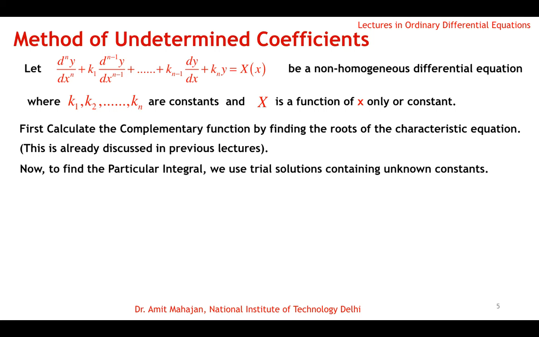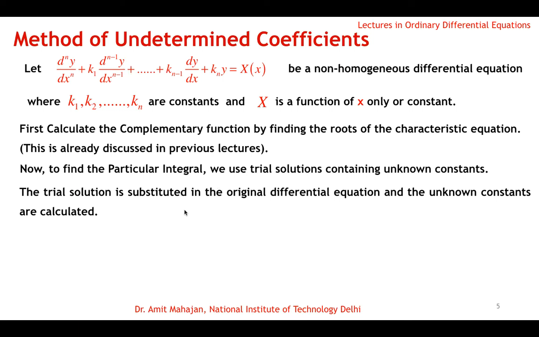To find the particular integral using the method of undetermined coefficients, we use a trial solution containing unknown constants. Then we substitute that trial solution in the original differential equation to find the constants, and the particular integral becomes known. Finally, we write the complete solution as complementary function plus particular integral. So the only question is how to write this trial solution. How do we know what trial solution we can use?